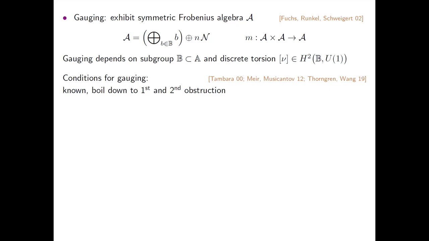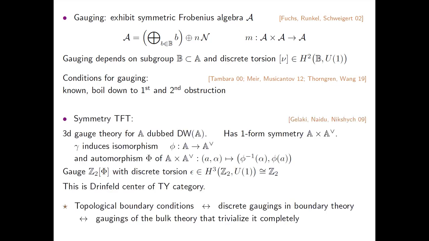So what we did was to reinterpret, or if you want to translate, these two obstructions in terms of the three-dimensional symmetry TFT. The three-dimensional symmetry TFT is very similar to the one that I described before in five dimensions. There is a Dijkgraaf-Witten theory for A. This is just a 3D gauge theory. This theory has a one-form symmetry made of two factors, A and the Pontryagin dual of A. And then there is a Z2 automorphism that acts on it, that we call phi, and one has to gauge it in order to obtain the symmetry TFT. So it's some 3D gauge theory further gauged by a zero-form symmetry that acts on it.